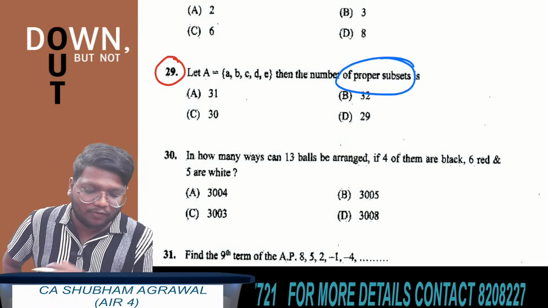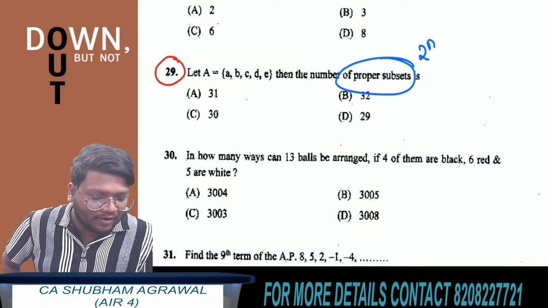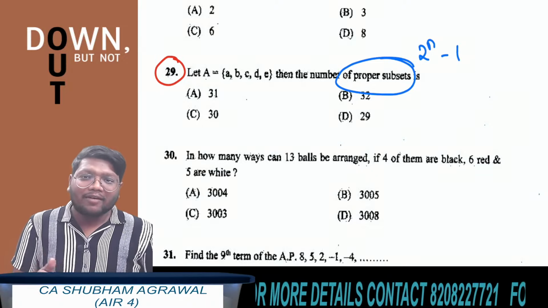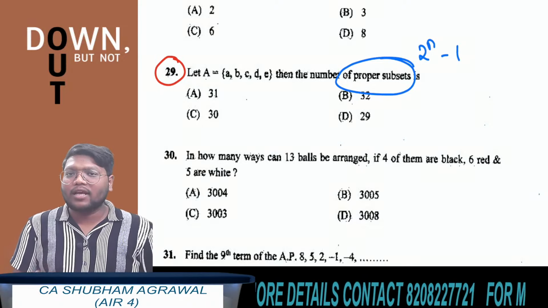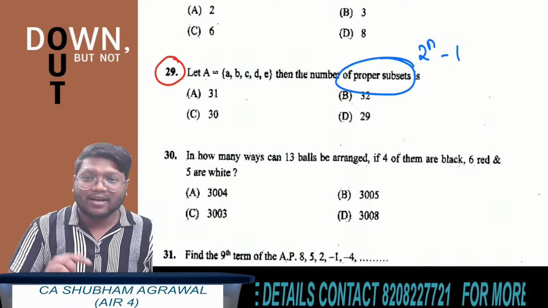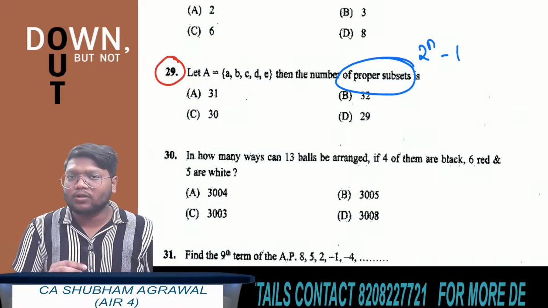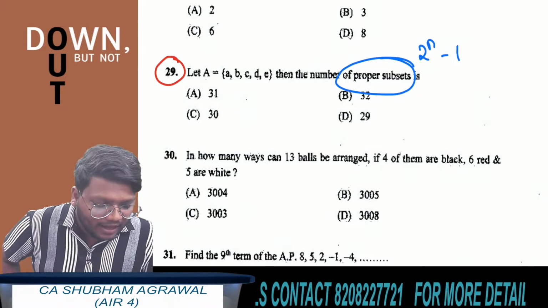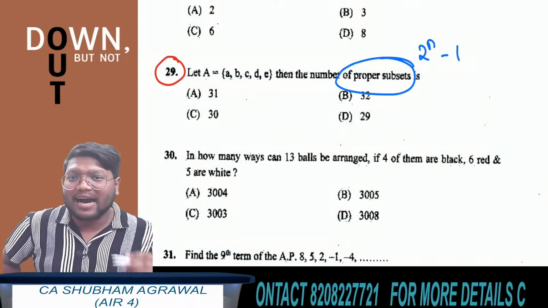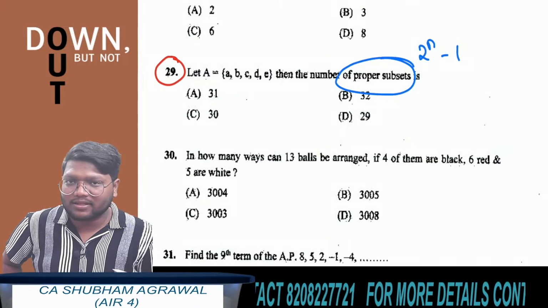What is the formula to find the number of proper subsets? 2 to the power n minus 1. If they had asked for the number of subsets, then the formula is what? 2 to the power n. But here what have they asked? Proper subsets. So the formula is 2 to the power n minus 1. And n is what? Cardinal number of that set, the number of elements in the set.